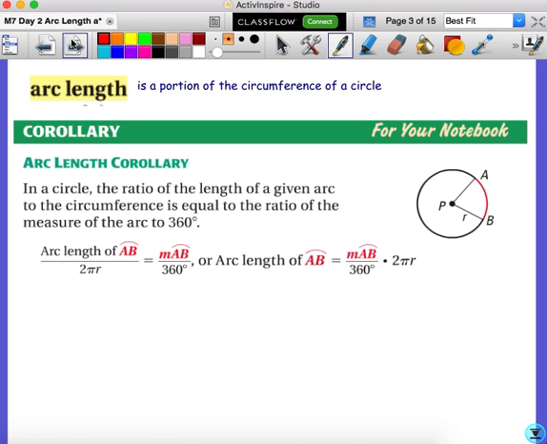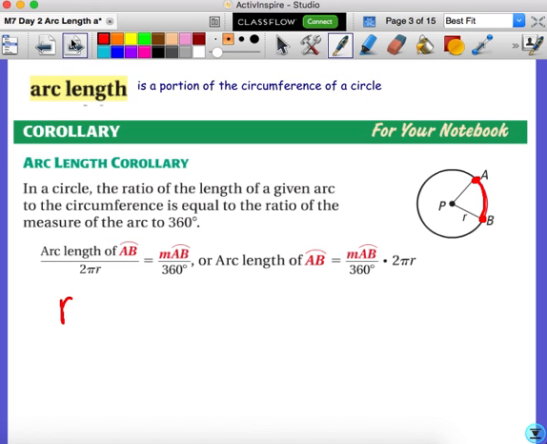So what you've just discovered here is how to find the arc length of a circle, or the distance around a curve. What we're doing is finding a portion of the entire distance around the circle, and the entire distance around the circle we call the circumference. Basically there are 2 strategies that you can think through.